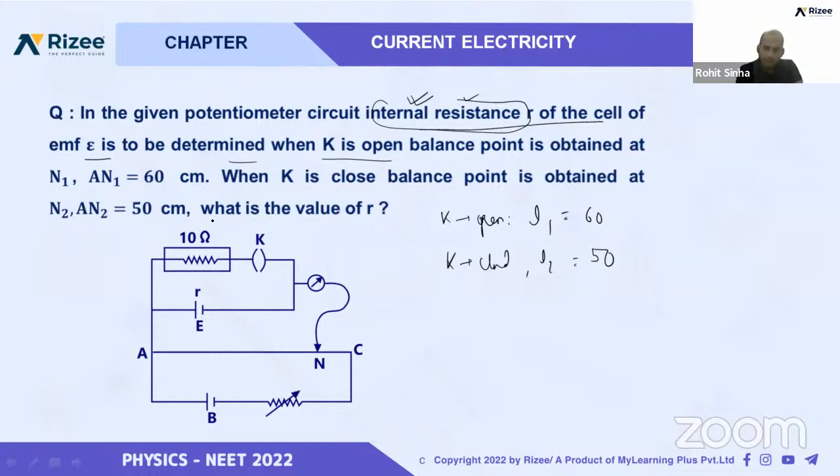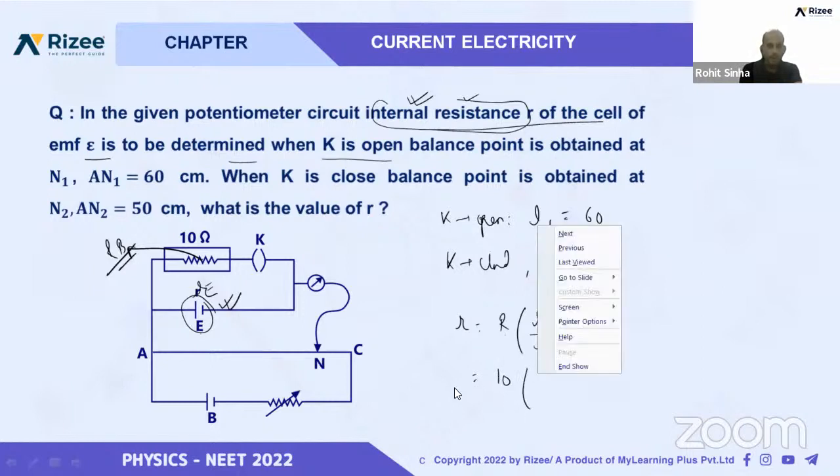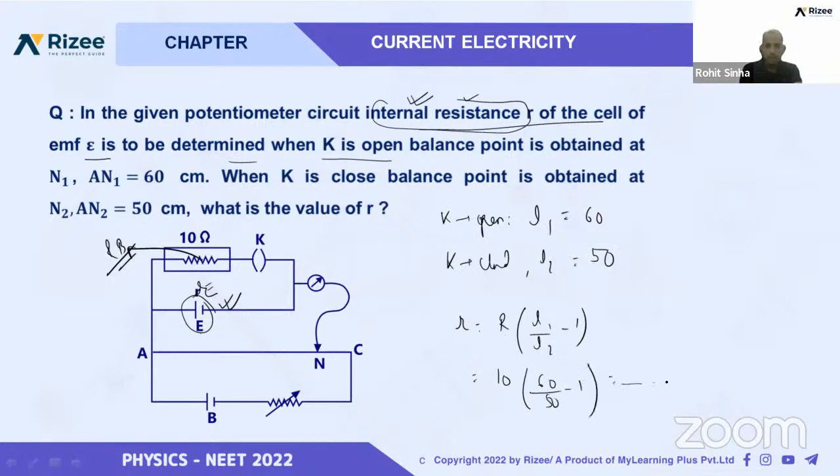You see here, a simple circuit. This is the resistance box RB, this is the standard resistance, and this is the standard EMF. We have to find the value of this R. We know the formula: R is equal to R into (L1 by L2 minus 1). R is 10, so 10 into (60 by 50 minus 1), where L1 is 60 when K is open. You will get this answer in centimeters, I think.